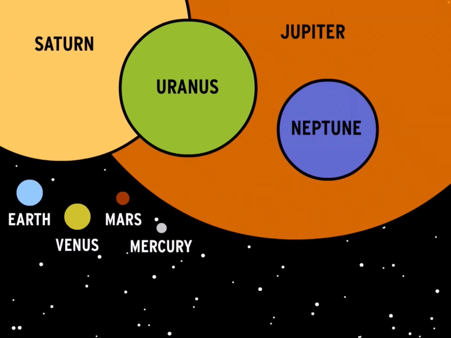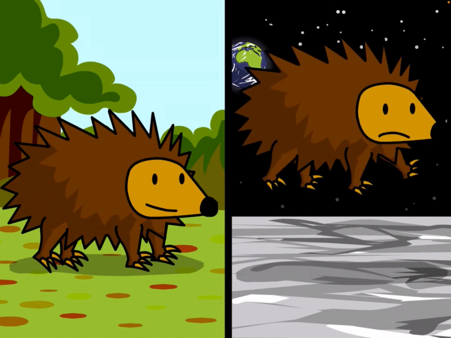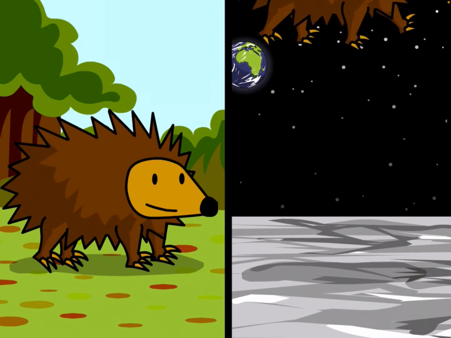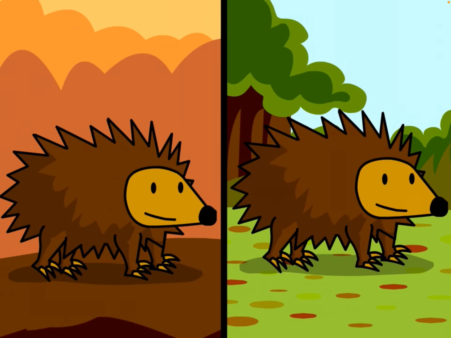Let's see, Earth is the 5th largest planet in the solar system. Its mass gives it a gravitational pull strong enough to keep us stuck on the planet. But not so strong that it crushes us.